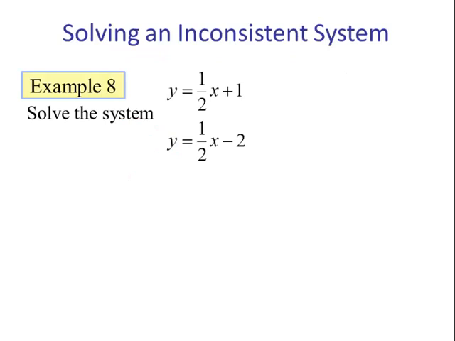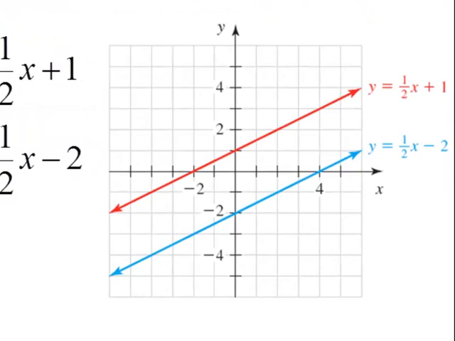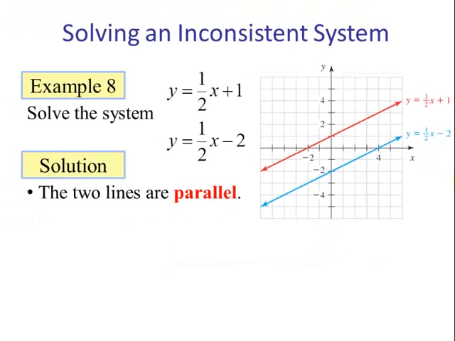Let's do an example. Solve the system y equals 1/2 x plus 1, y equals 1/2 x minus 2. Solution. When we graph these two equations, we see that these are what we call parallel lines, and that's lines that do not intersect. So we say the solution is the empty set because there is not an ordered pair on both graphs, or there is not an ordered pair, an xy, that will make both equations true.